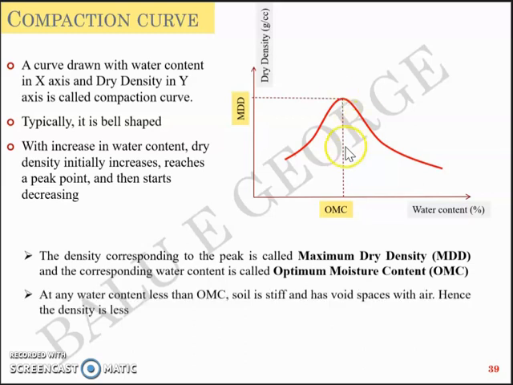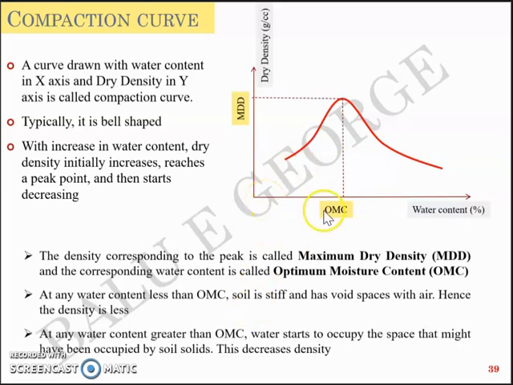At any water content less than the OMC, to the left side of this dotted line, the soil is stiff and hence the void spaces are filled with air. Hence the dry density is obviously less. But at any water content to the right side of OMC, water starts to occupy the space that might have been occupied by the soil solids. So this decreases the density. That is the reason why you have a shape that goes upward, reaches the MDD and starts to go downward. So this is a typical nature of a compaction curve.